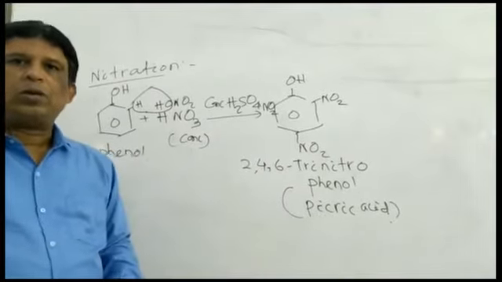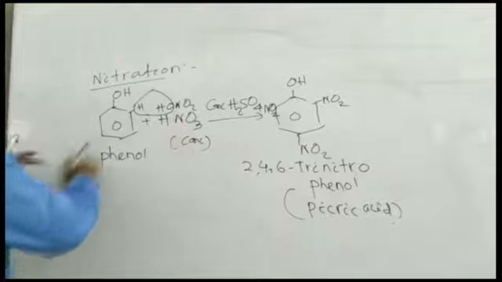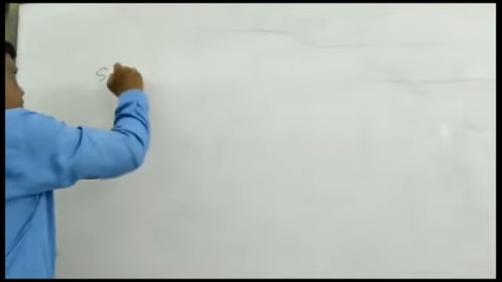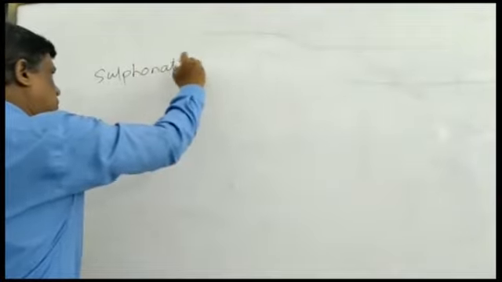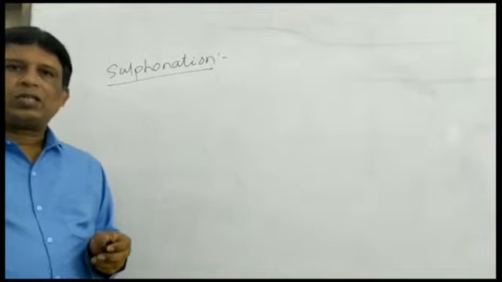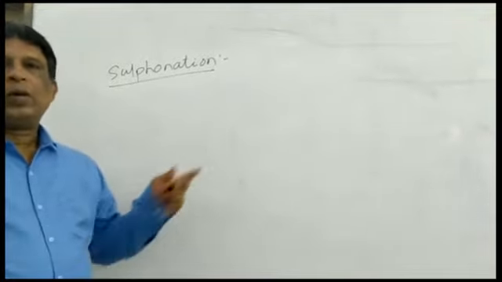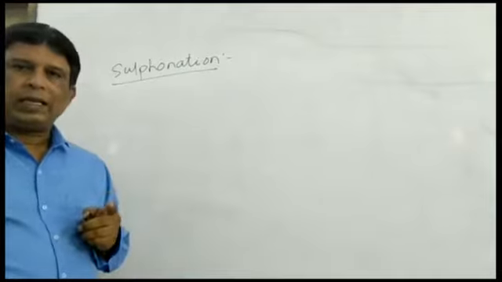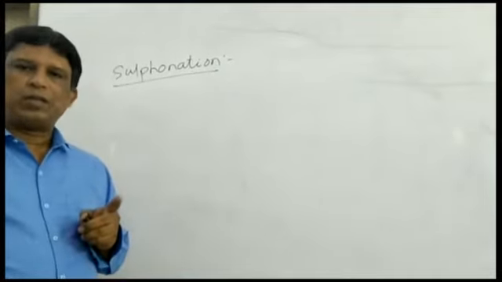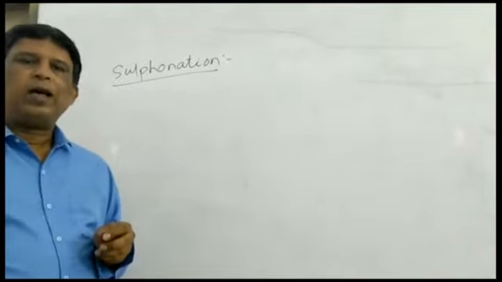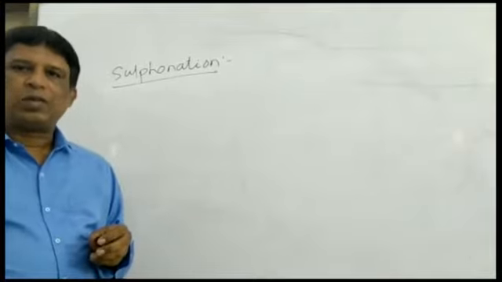Next, we go through sulfonation. Sulfonation means action with sulfuric acid. So, what is the statement? When phenol is treated with concentrated sulfuric acid, two different products are formed depending upon temperature. At low temperature, that is 15 degrees centigrade, o-hydroxybenzene sulfonic acid is formed, while at high temperature, that is 100 degrees centigrade, p-hydroxybenzene sulfonic acid is formed.